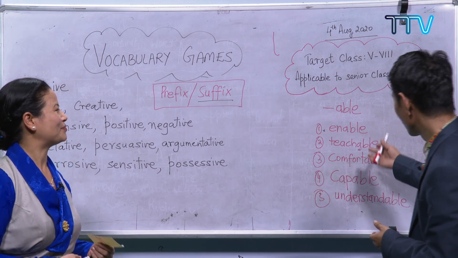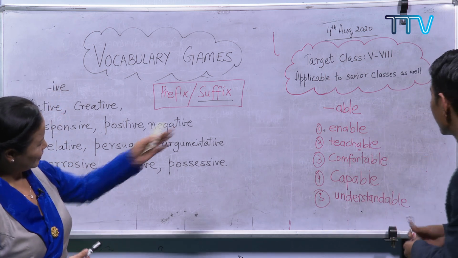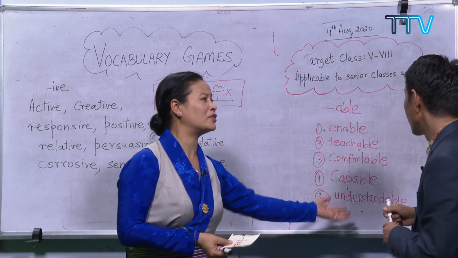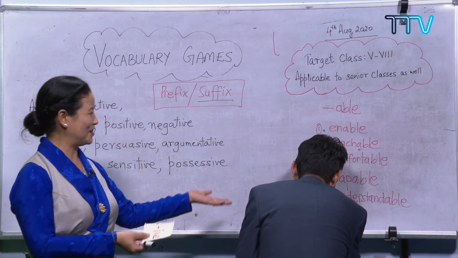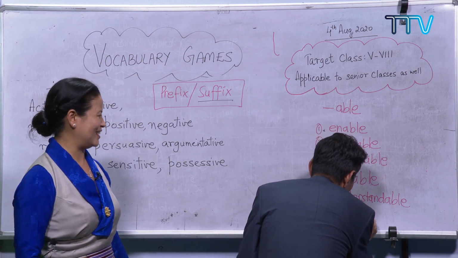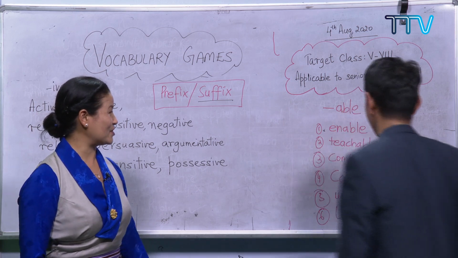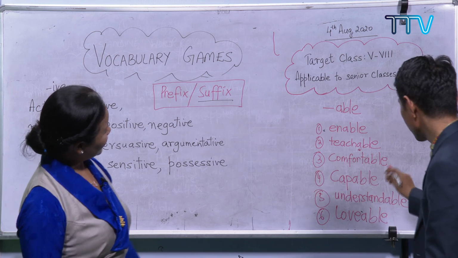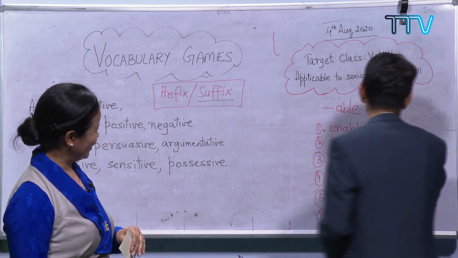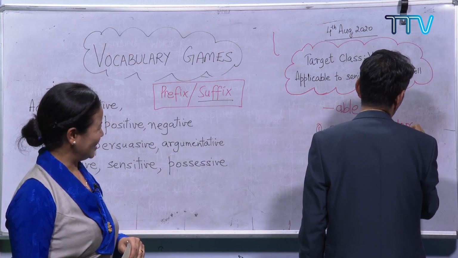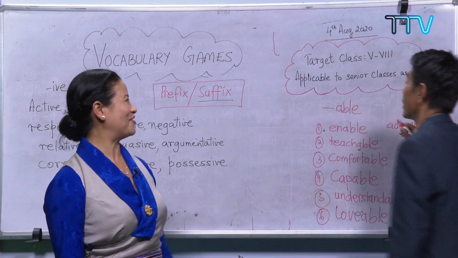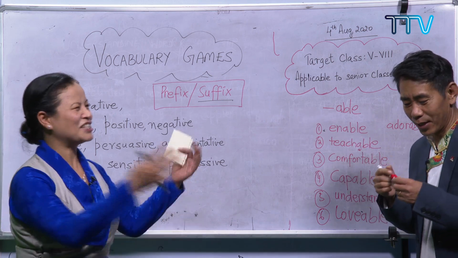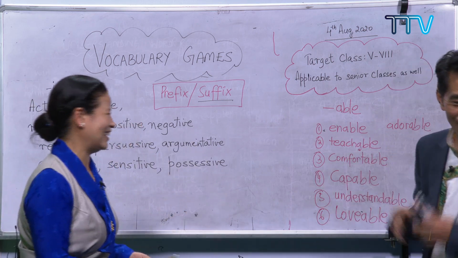Now, can you think of any other words here with able? Enable, teachable, lovable, your favorite word, love. Lovable, adorable. Is it adorable? I really wonder about the spelling sometimes. Adorable. Okay, thank you so much, Gela. Touchable, untouchable, we have. Yeah, so you have got whole loads. I don't know where my mind is right now. Detachable. Okay, thank you.